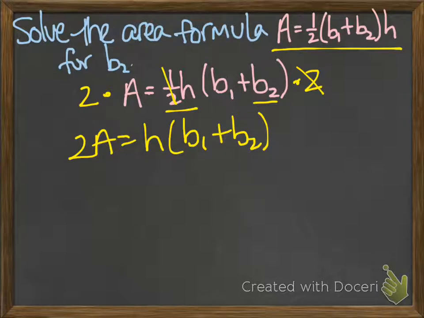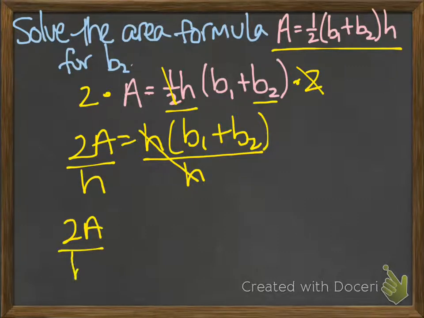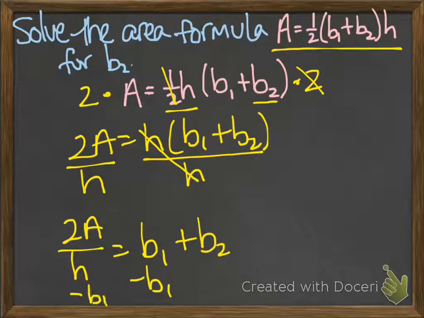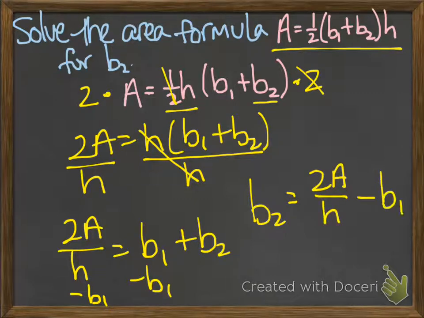Now we need to divide both sides by the h because again, we can't undo and get down to that b sub 2 until we get rid of this multiplication. So we're going to divide by h. Again, those h's cancel, and we get 2a over h equals b sub 1 plus b sub 2. And now hopefully you see that all we have to do is subtract from both sides b sub 1. So b sub 2 equals 2a over h minus b sub 1.